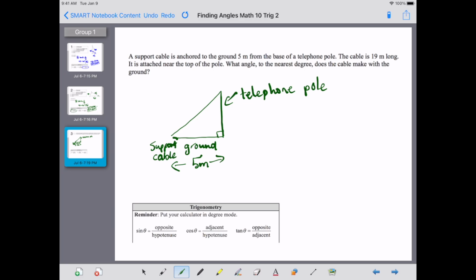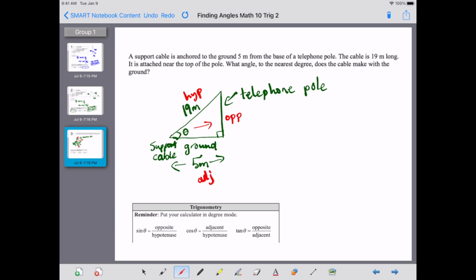So this is the telephone pole here. So the cable itself is over here. That's 19 meters. So it says, what angle to the nearest degree does the cable make with the ground? So that's going to be this angle right here. That's where the cable meets the ground. So we'll call that angle theta. So theta is just a variable that we can use to represent the angle. So now we have our angle. So let's just use a different color here. So in relation to this angle, this is the opposite side, this is the hypotenuse, and this is the adjacent side.